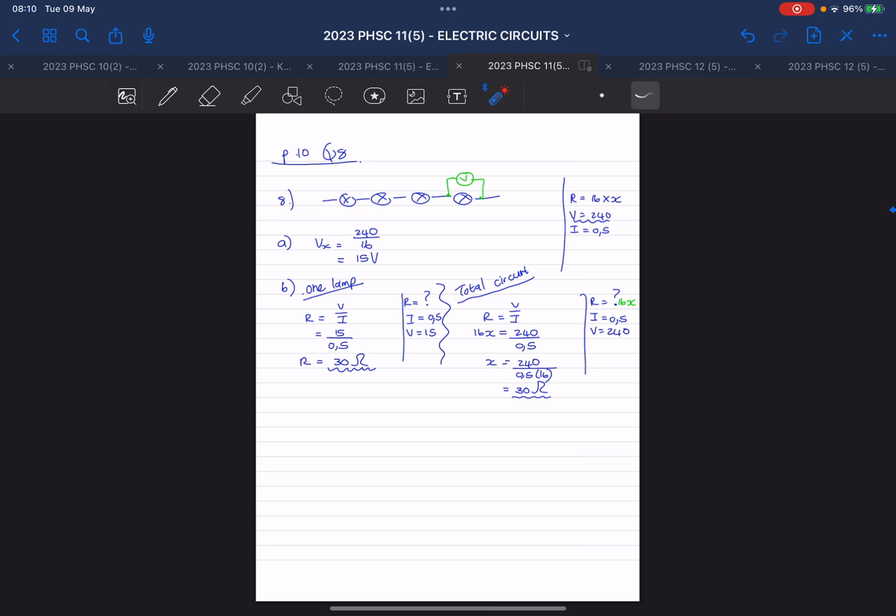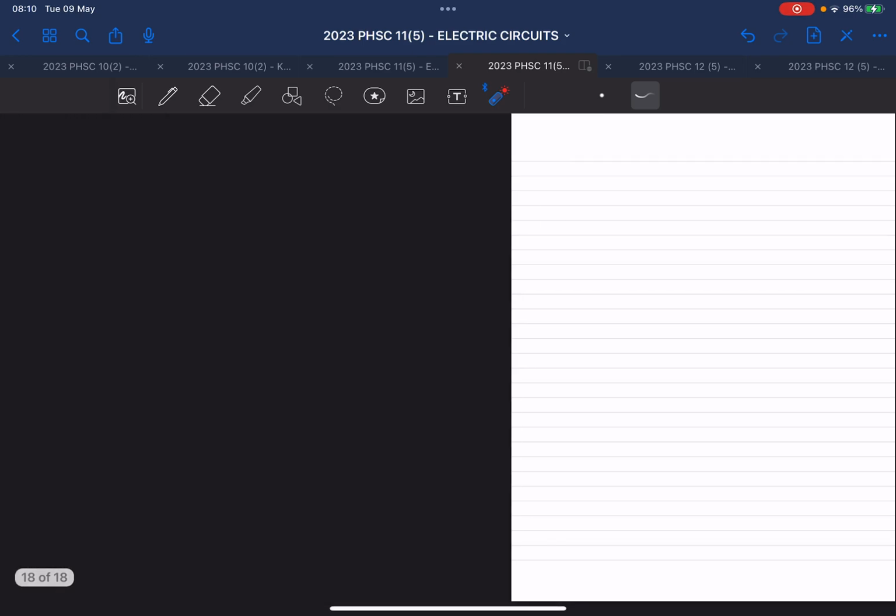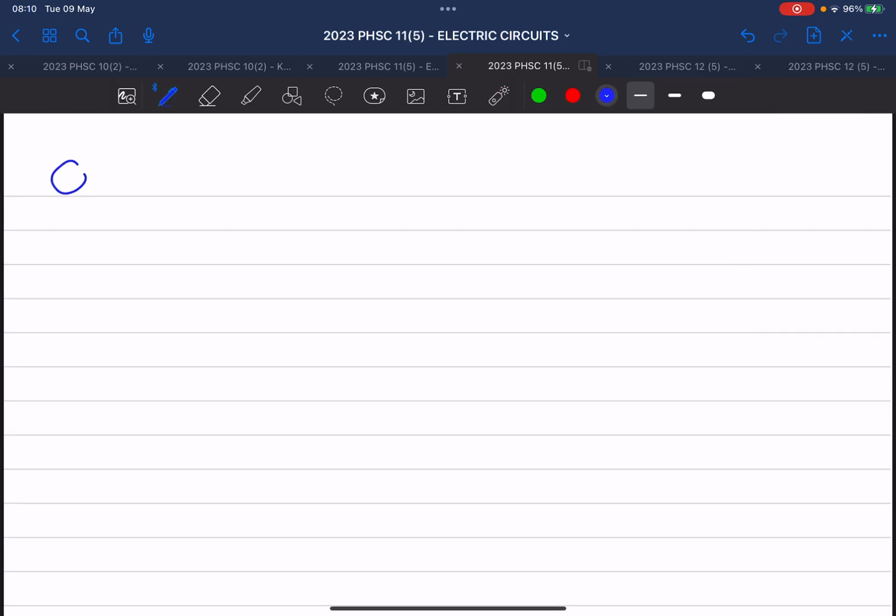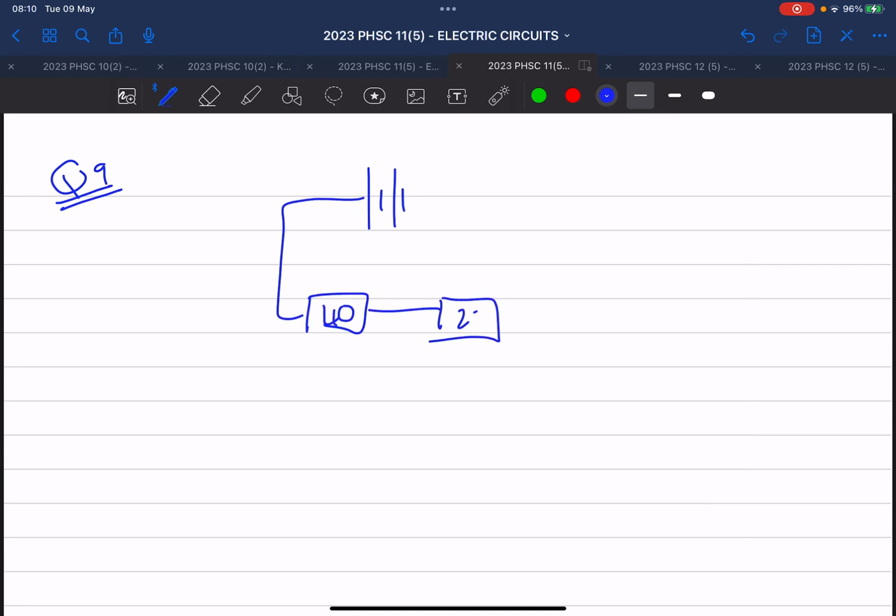Alright, question 9. It says a 40 ohm and a 20 ohm resistor are joined in series and a potential difference of 12 volts is applied across the ends of the combination. So that's basically saying that you have two resistors in series, 40 and 20, and the volts given to them is 12 volts. Now they ask question 9a.